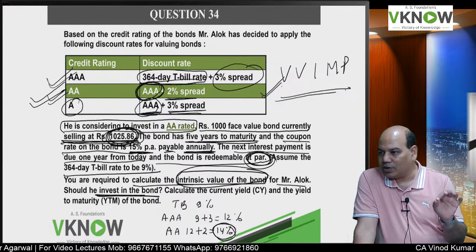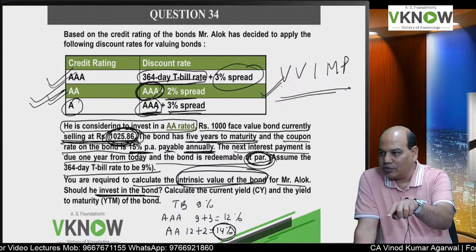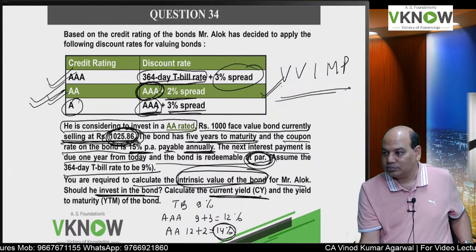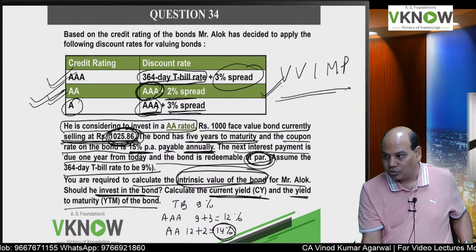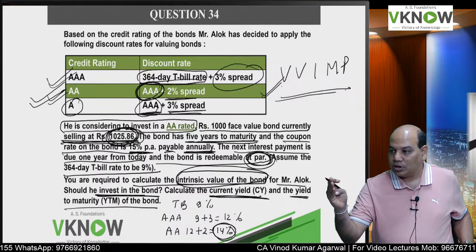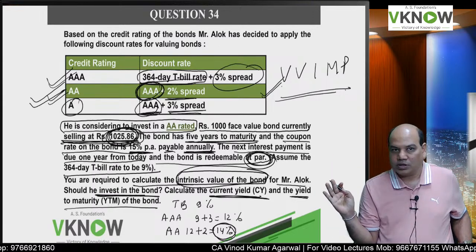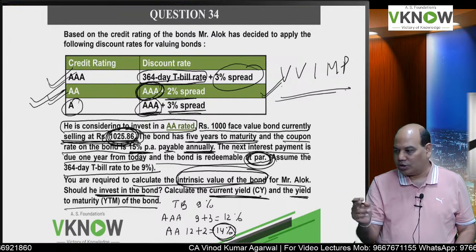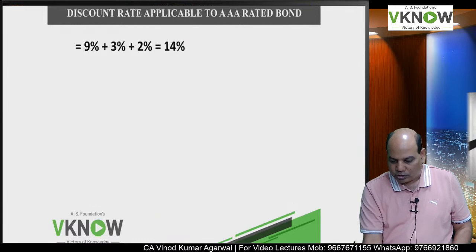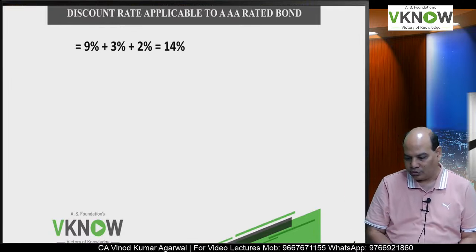If the current market price is less than intrinsic value, you will buy. Compute current yield, all in one problem, and compute YTM also. This is a wonderful question where they have asked you current yield, YTM, intrinsic value and the decision relating to purchasing the bond or not. Did you enjoy this question? This is a very, very important category of question.